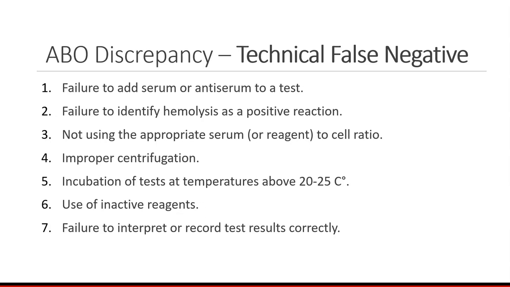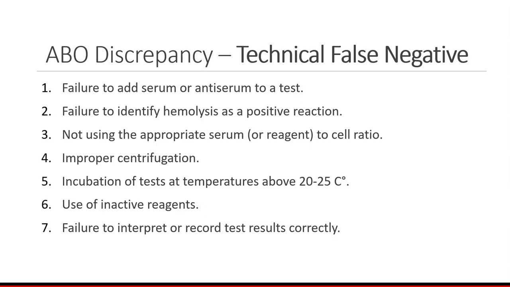Not using the appropriate serum or reagent anti-serum to cell ratio. If it says add 3 drops of serum and you add 2, you could potentially have a false negative. Serum has the antibodies, and there is a ratio of antibodies to antigens that give a strong reaction. Too much or too little will cause a false negative. So always follow the manufacturer's instructions. Never guess.